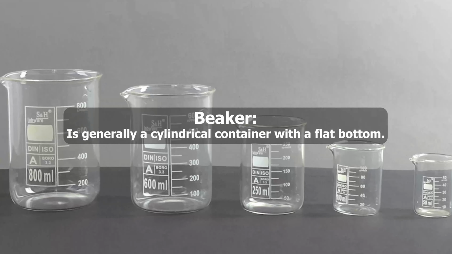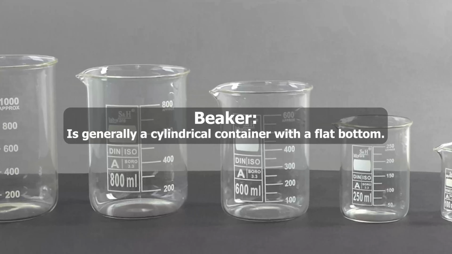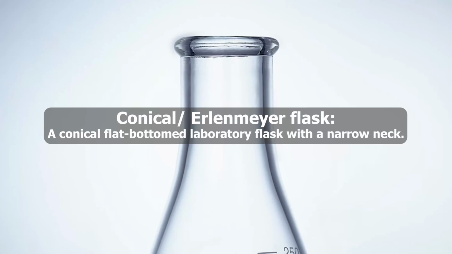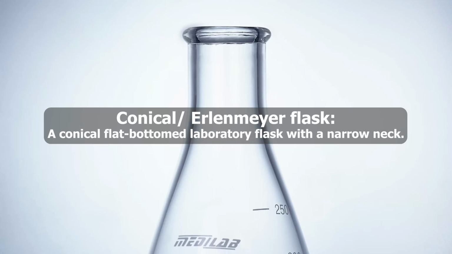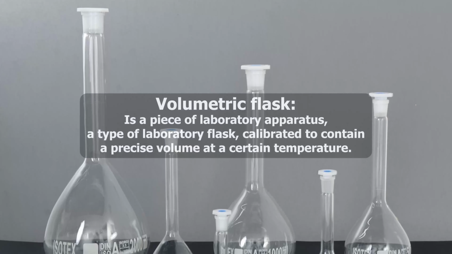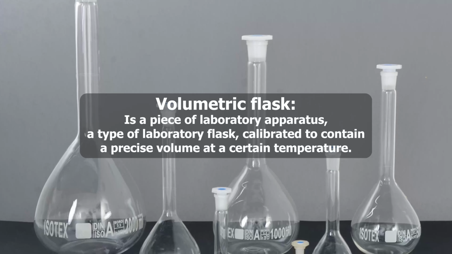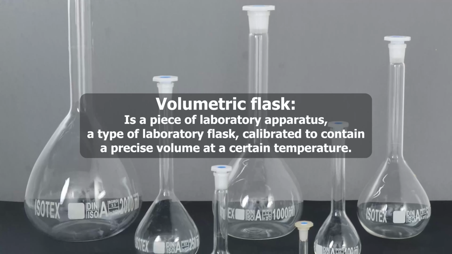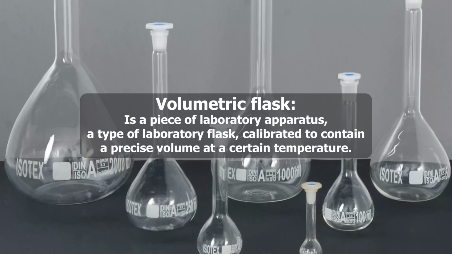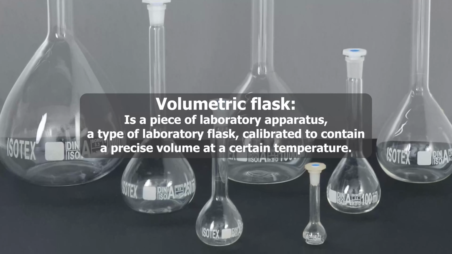Beaker is generally a cylindrical container with a flat bottom. Conical or Erlenmeyer flask: a conical flat-bottomed laboratory flask with a narrow neck. Volumetric flask is a piece of laboratory apparatus, a type of laboratory flask calibrated to contain a precise volume at a certain temperature.